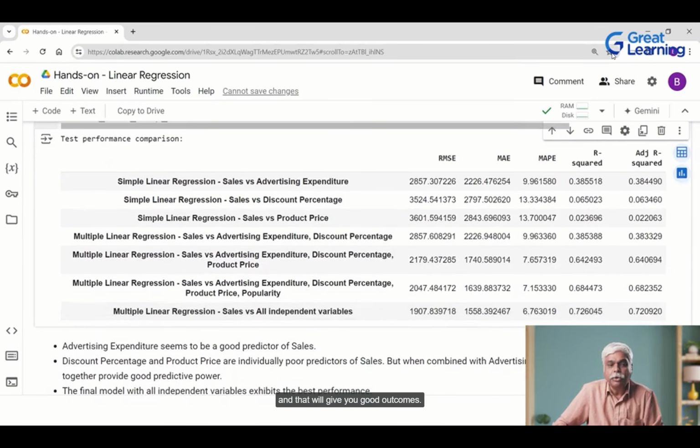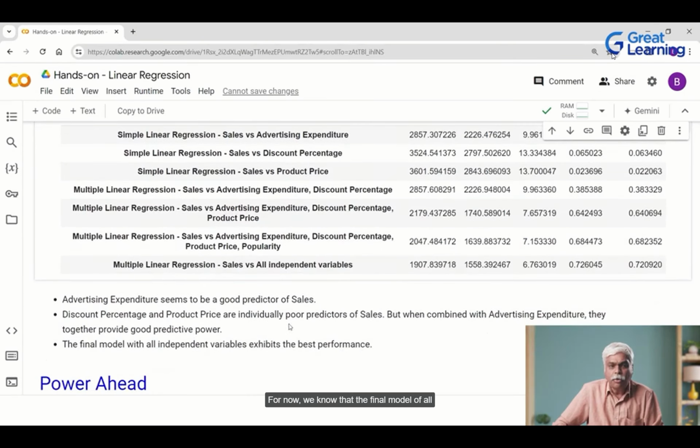And that will give you good outcomes. For now, we know that the final model of all independent variables exhibits the best performance. No surprise, all the variables are in there. The question is, is it good enough? And that's where the business part comes in.